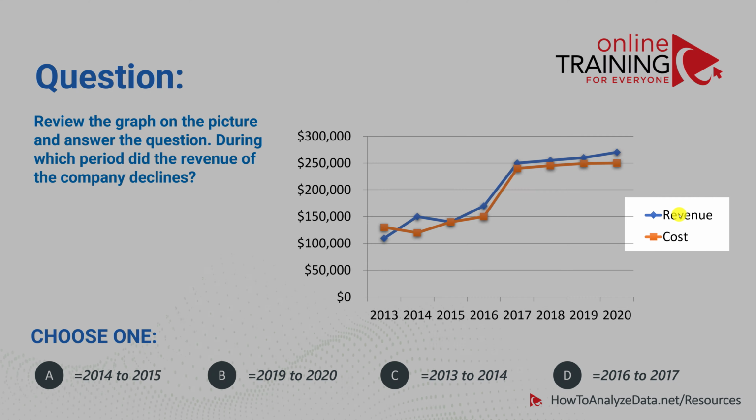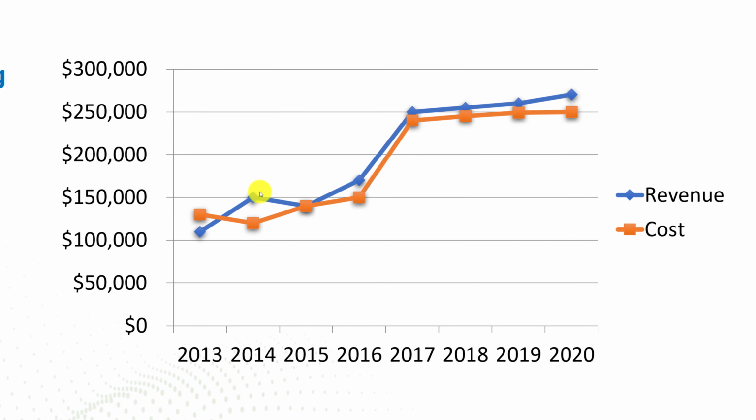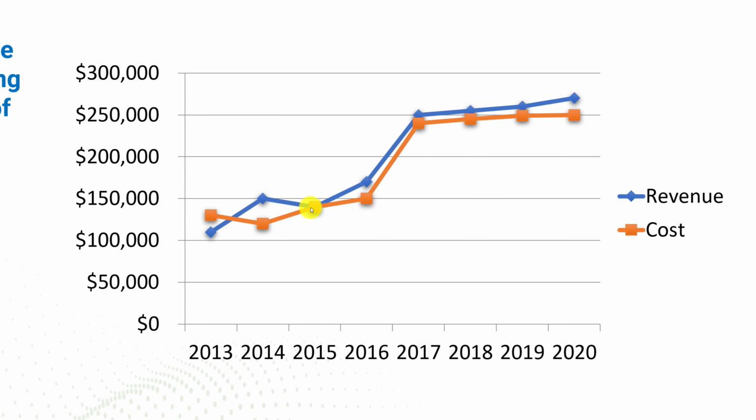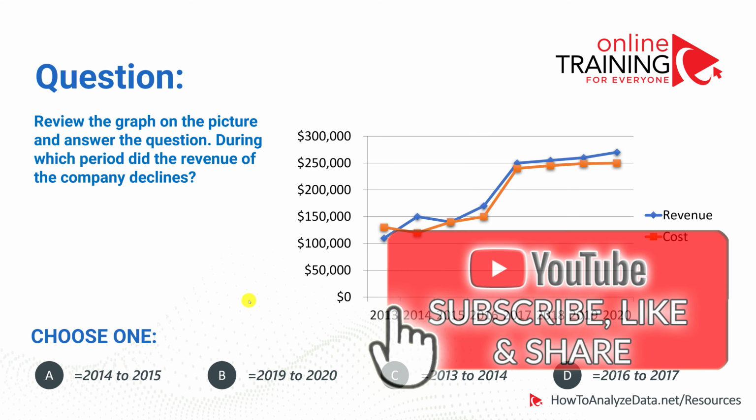To answer this question correctly, you need to differentiate between revenue and the cost. Because revenue is represented by the blue line, you have to follow the blue line to answer the question in which period revenue declines. If you follow the line, you see that for all the years, with the exception of the period of 2014 to 2015, right here, the line goes up. And only for the period 2014 to 2015, revenue declines. So that is the correct choice and that is the correct answer.